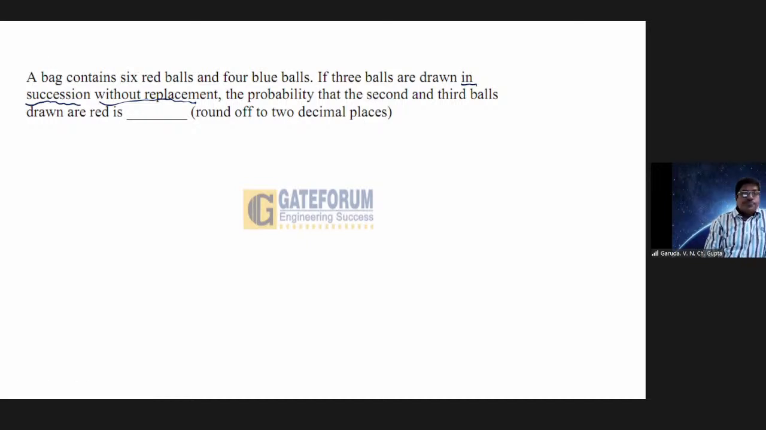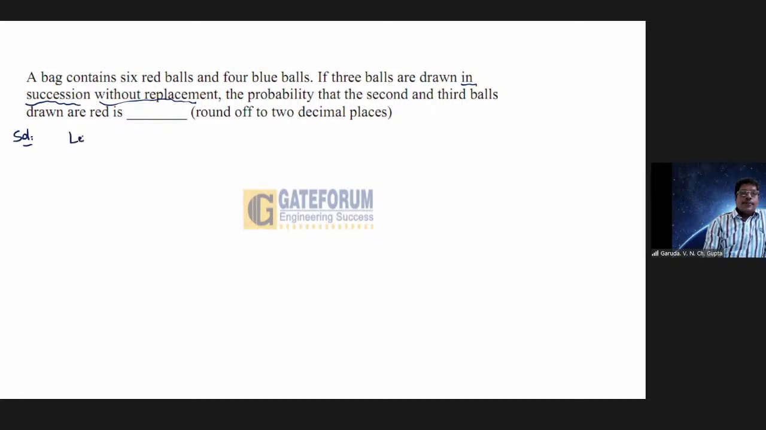In succession means picking or drawing the balls one after another, one by one. Without replacement means that before drawing the second ball, the first ball has not been replaced in the bag. And before drawing the third ball, the first 2 balls are not replaced in the bag. That means they are put outside the bag. Without replacement means each ball after picking is put outside the bag.